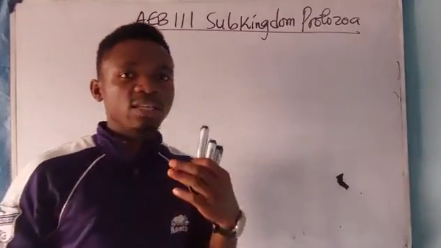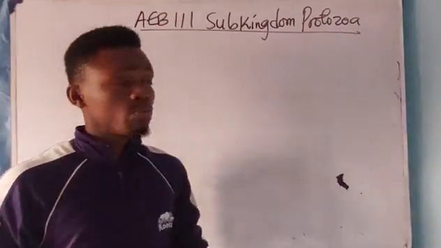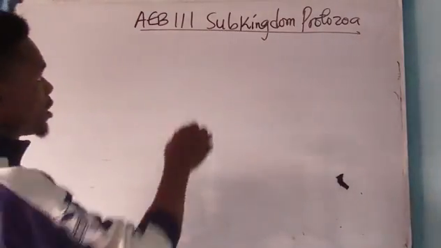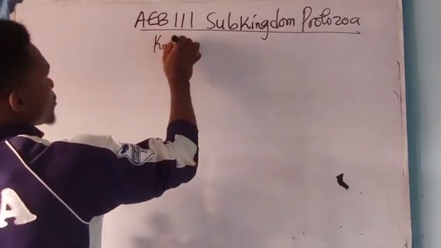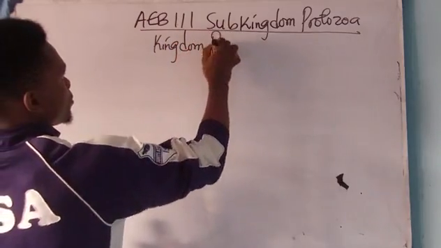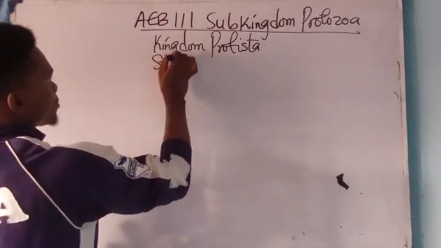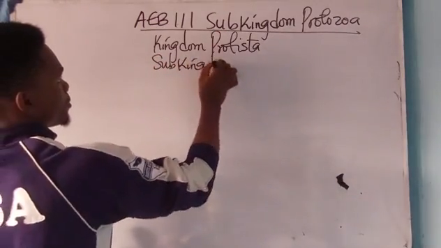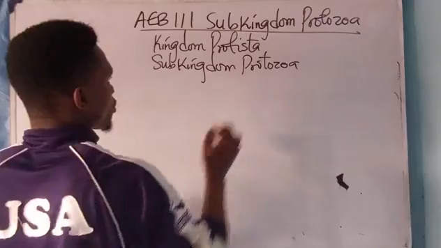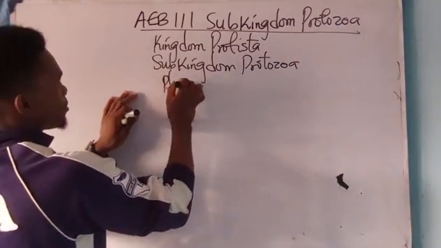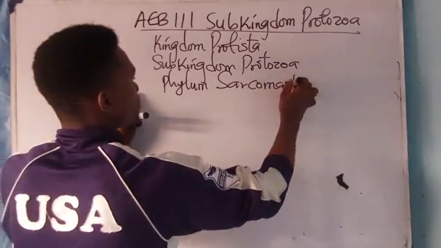Since I've given us some of the general features that they possess, we are going to be looking at the various classifications of subkingdom Protozoa. Let me write it out again. We have kingdom Protista, and we have subkingdom Protozoa, and we have phylum Sarcomastigophora.